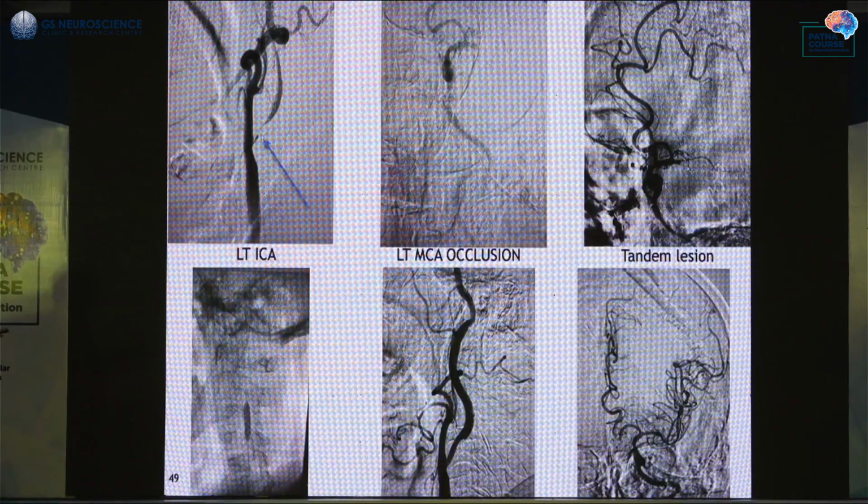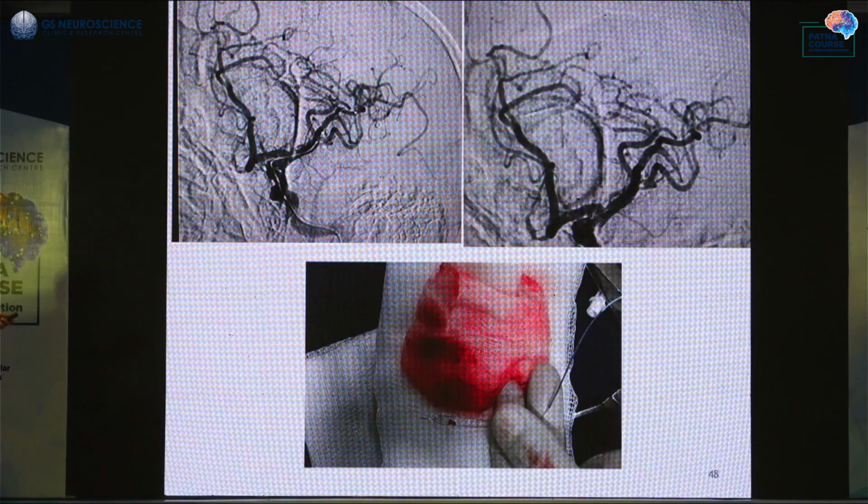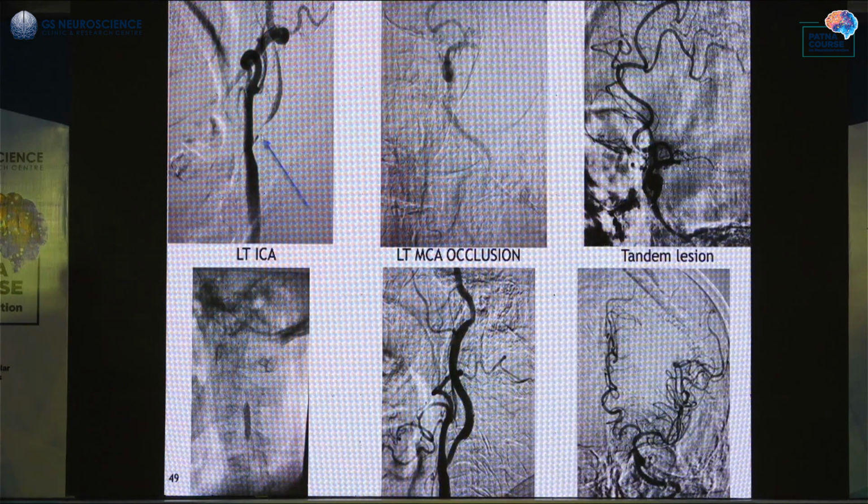So I deployed the stent, and in one pass, the middle division was opened up, and it was supplying the motor strip. A small amount of the clot came out in the thrombectomy, and the arteries opened up. So this is about the different technique we are using at present.